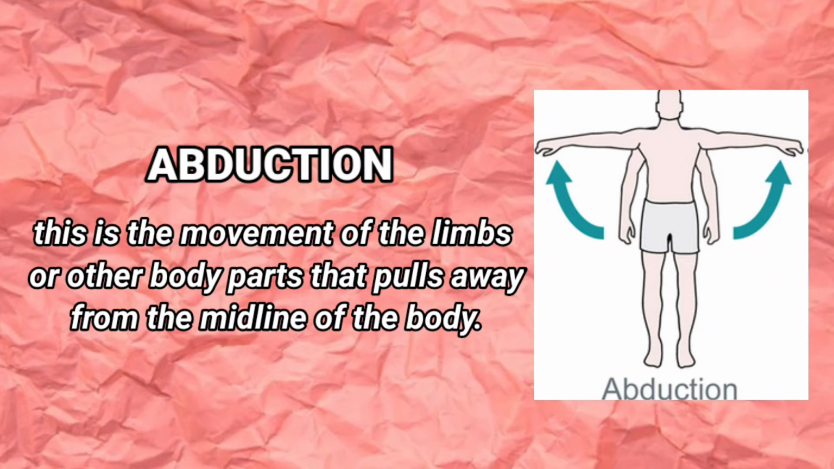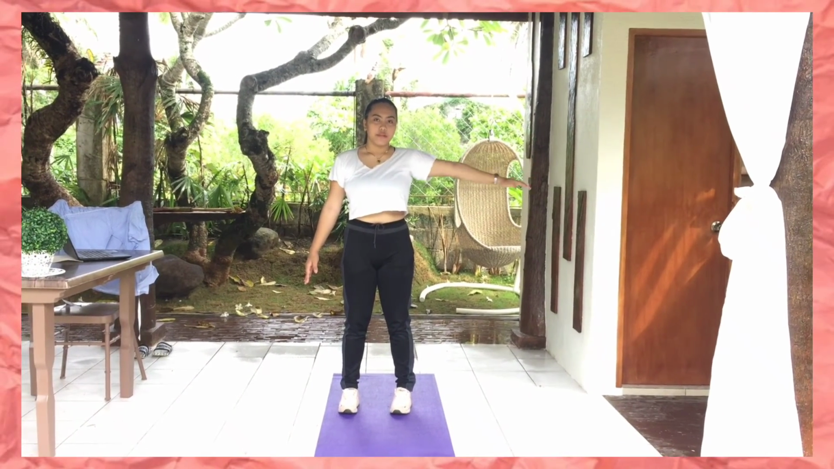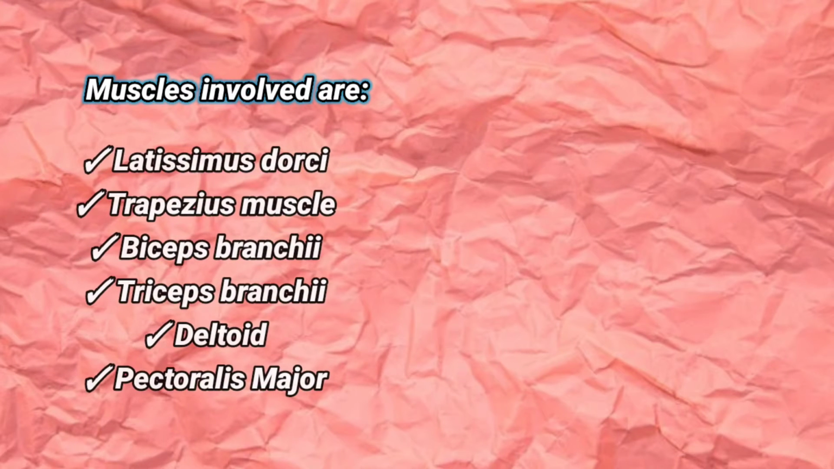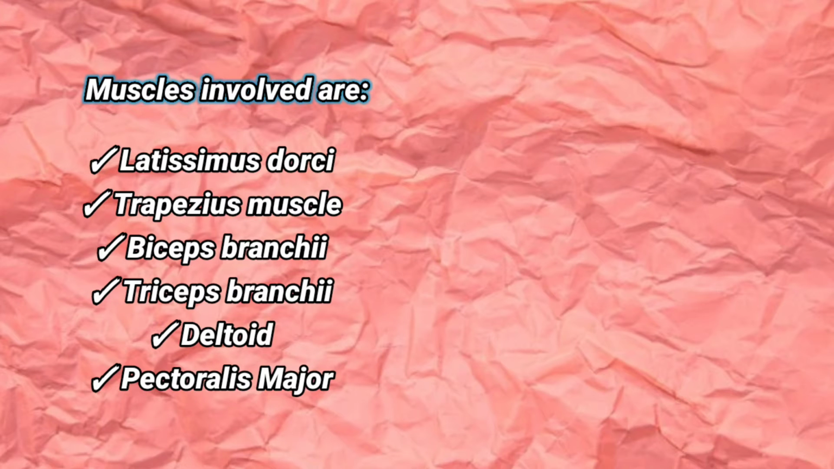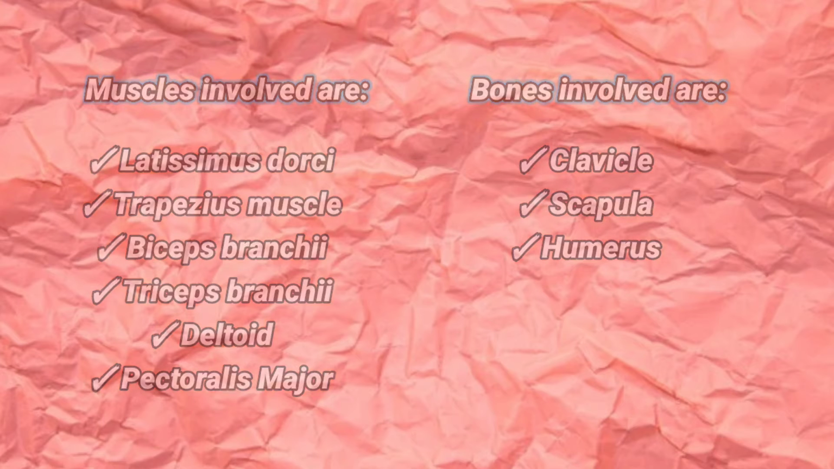This is the movement of the limbs or the body parts that pulls away from the midline of the body. As you can see, the limbs pull away from the midline of the body. Muscles involved are latissimus dorsi, trapezius muscle, biceps brachii, triceps brachii, deltoid, and pectoralis major. Bones involved are clavicle, scapula, and humerus.